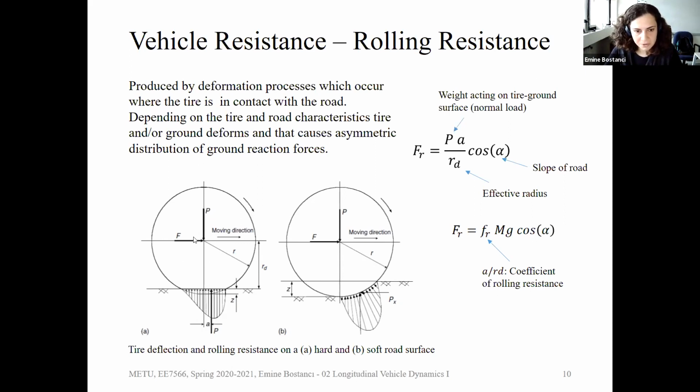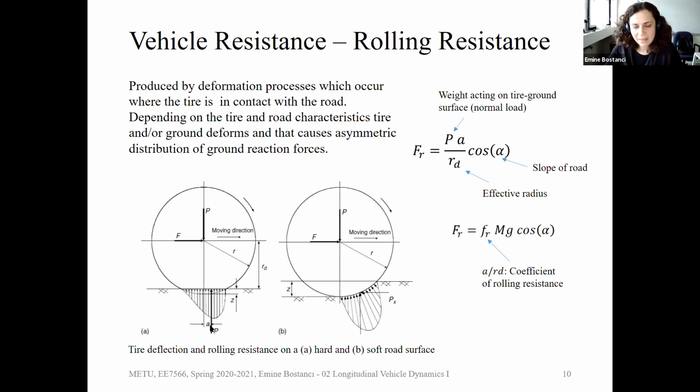And here, for example, the reaction force is shifted by an amount A, and here it is shifted even more, by a bigger A. Due to this shifted reaction force, we are going to have some torque created in this center. This torque is trying to oppose the moving direction. And in this case, of course, this P is going to be the same as the normal load.